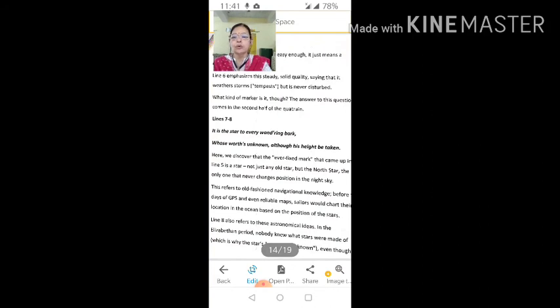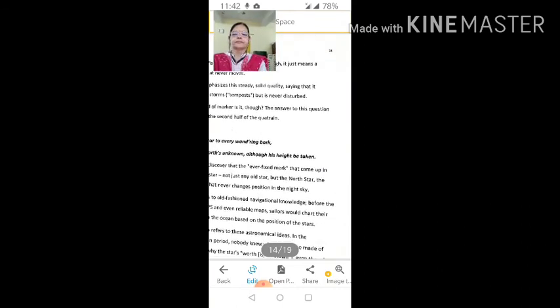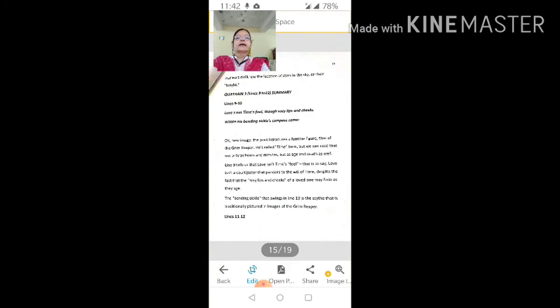This refers to old-fashioned navigational knowledge. Before days of GPS and even reliable maps, sailors would chart their location in the ocean based on the position of the stars. Line 8 refers to these astronomical ideas. In the Elizabethan period, nobody knew what stars were made of, which is why stars' worth is unknown, even though mariners did know the location of the stars in the sky or their height.